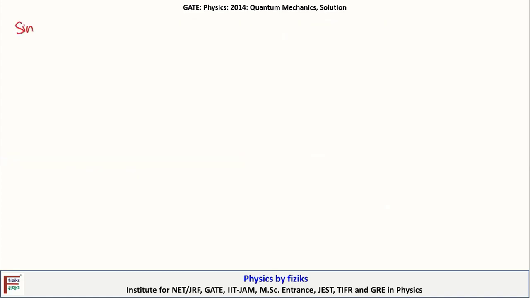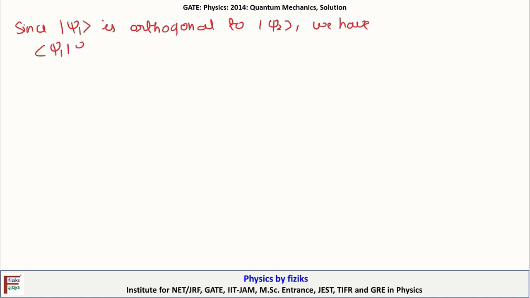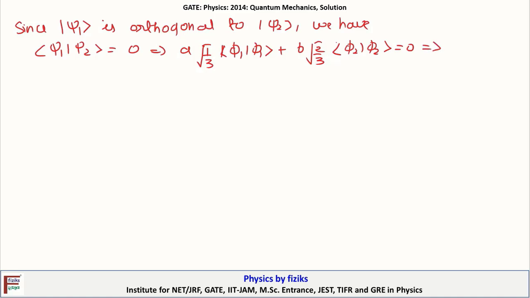Since psi 1 is orthogonal to state psi 2, we have <psi 1|psi 2> = 0, which implies A by 1 by root 3 <phi 1|phi 1> plus B by root 3 <phi 2|phi 2> equals 0, which implies B is equal to minus A by root 2.